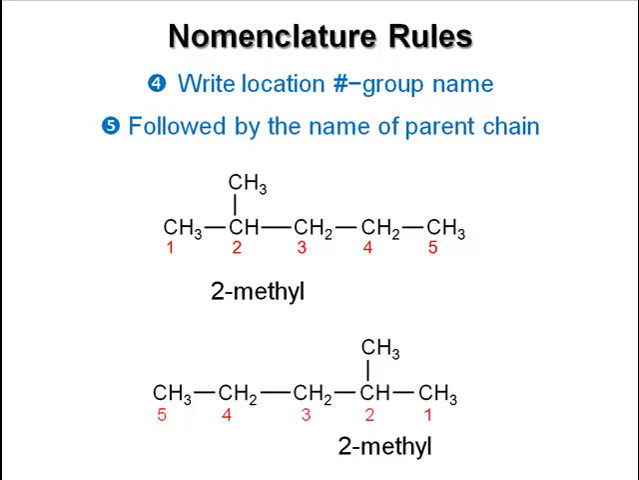So this parent chain has how many long? How many carbons? 5 carbons. So what prefix? Pent. And are there any double bonds? Nope. All single bonds. So it should be pentane. 2-methylpentane. These two molecules are exactly the what? Exactly the same. They're just flipped around in 3 dimensions.